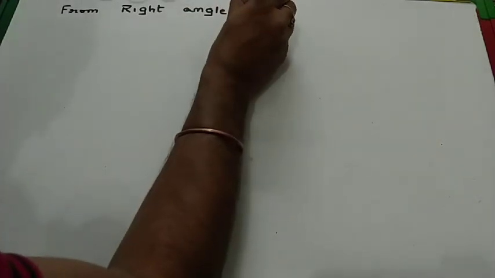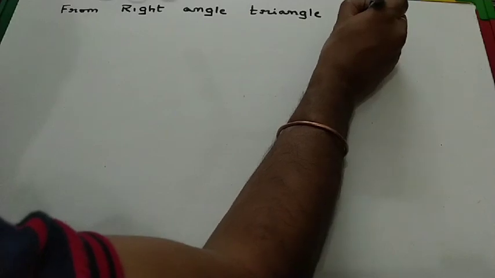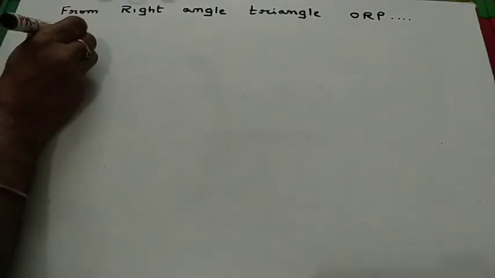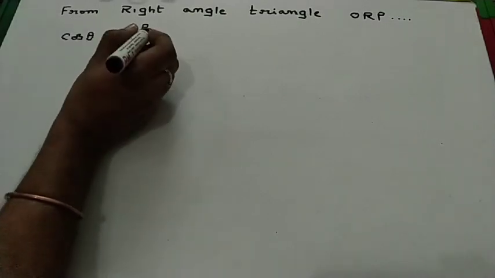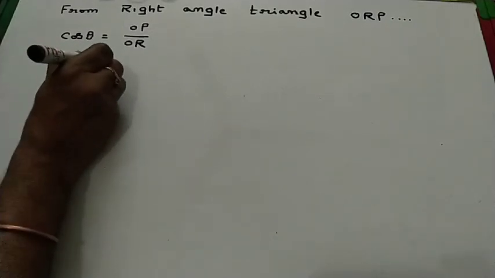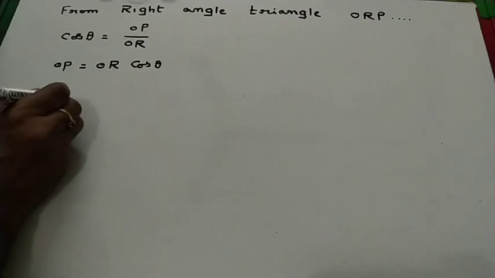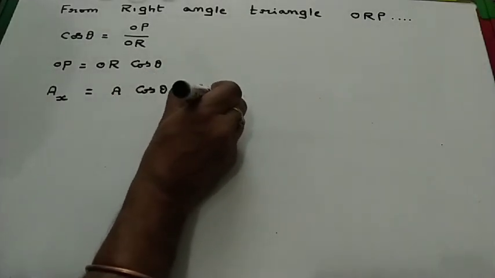From right angle triangle O R P, cos theta is equal to OP whole by OR. Therefore, OP is equal to OR cos theta. That means Ax is equal to A cos theta. Consider this is equation number 2.